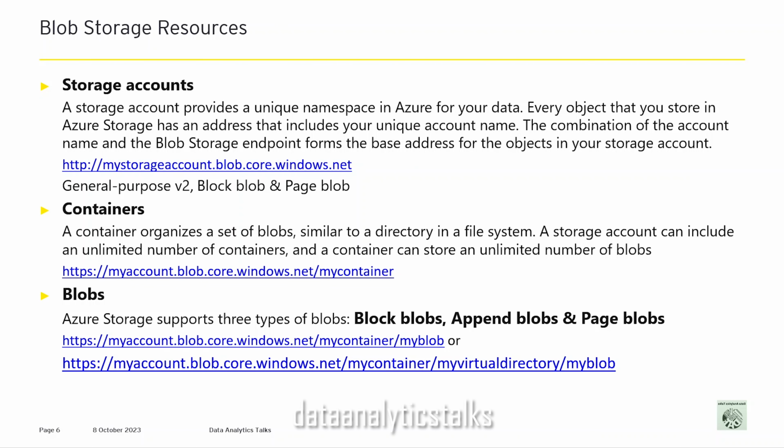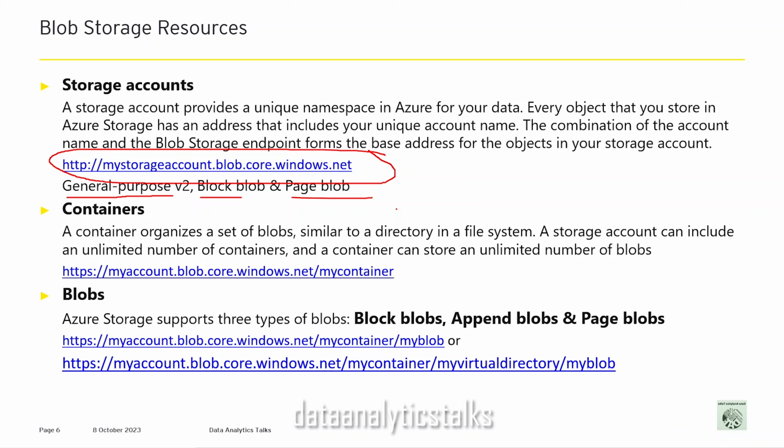A storage account provides a unique namespace in Azure for your data. Every object that you store in Azure Storage has an address that includes your unique account name. The combination of the account name and the blob storage endpoint forms the base address for the object in your storage account. So this is an example storage account URL: http://mystorageaccount.blob.core.windows.net. And there are multiple types of storage account: general purpose V2, block blob, and page blob. We can see that in detail.